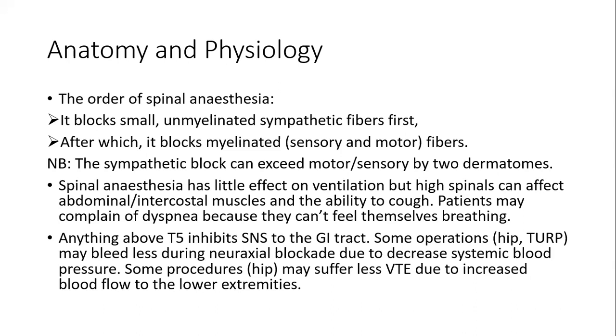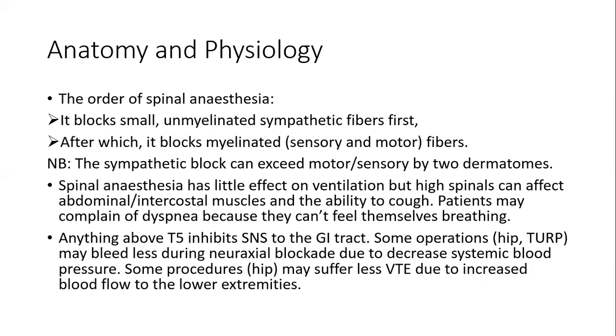All right, don't forget that spinal anesthesia has little effect on ventilation, but high spinal can actually affect the patient's ability to cough. And sometimes the patient may complain of difficulty with breathing. All right. And this is just an indication of high spinal, and positioning your patient, giving the patient oxygen and reassurance may do in this case. But anything above T5 inhibits sympathetic nerve supply to the GI tract.